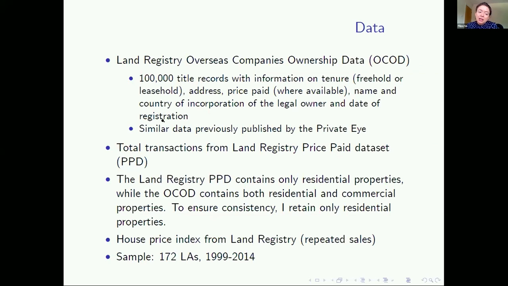If you had something to scale it by, it wouldn't come from the price paid data set because that's only residential. But I believe, I'm not sure, that the land registry may have other sources on commercial property. I would have to look at that.